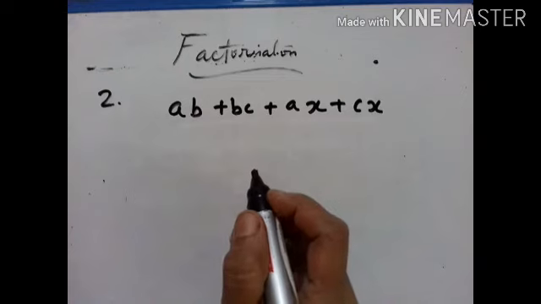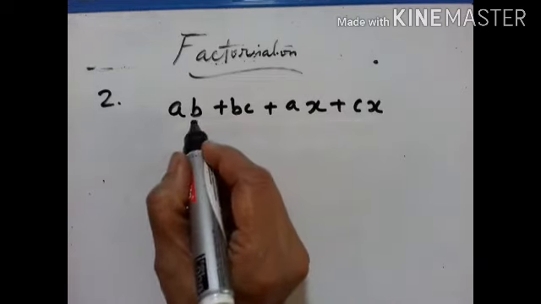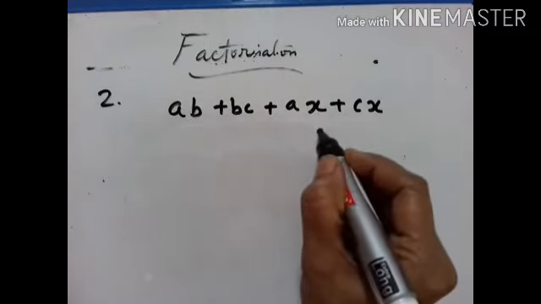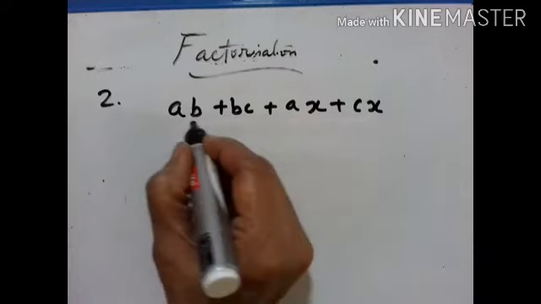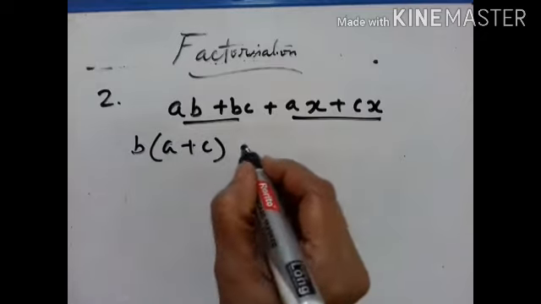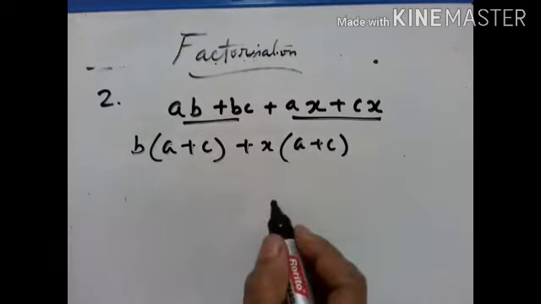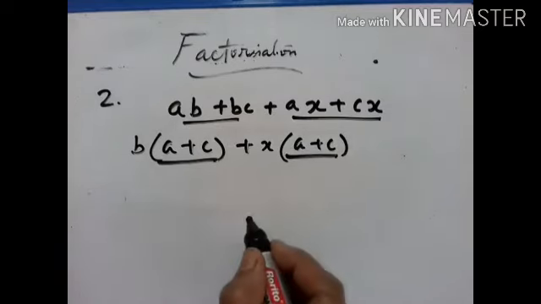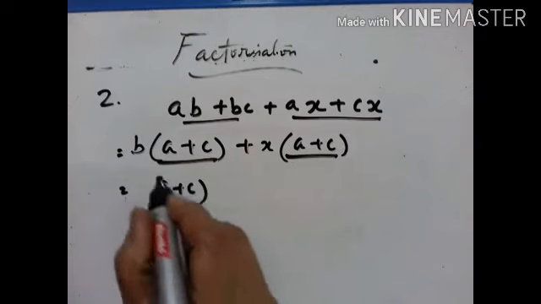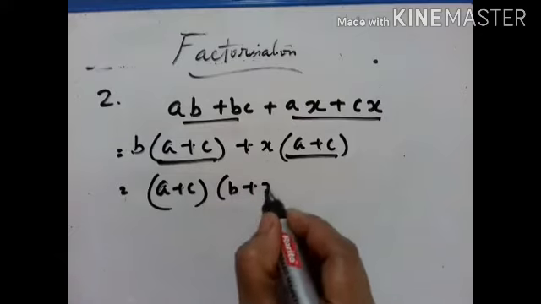Now factorization by grouping. Here if you take b common, what remains is a plus c. Here x is common. What remains? A plus c. So let us group them. b is common, a plus c. Plus x is common, a plus c. Now again here a plus c is common. So let us take it out. Here b remains plus x.